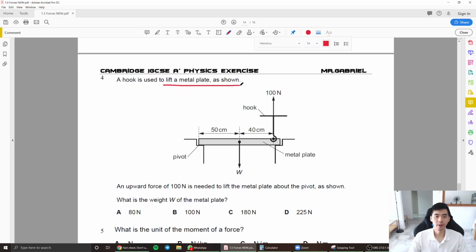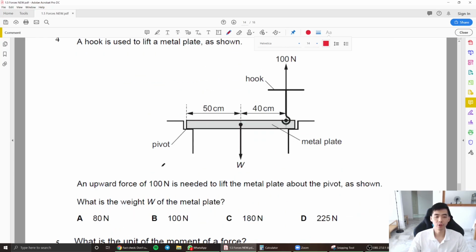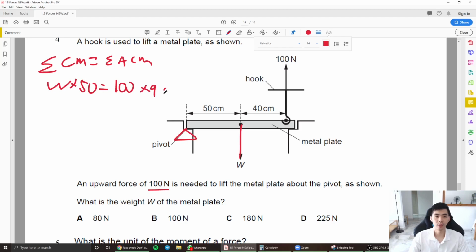Next part. A hook is used to lift a metal plate as shown. An upward force of 100 newtons is needed to lift the metal plate above the pivot. This is the pivoting point here. As shown, what is the weight of the metal plate? I'm finding that the clockwise moment would be equal to the anti-clockwise moment here. Total clockwise moment is equal to total anti-clockwise moment. From here, W times 50 is equal to 100 multiplied by 90, because it is always distance to the pivot. Press everything in the calculator. You should get 180 newtons here.